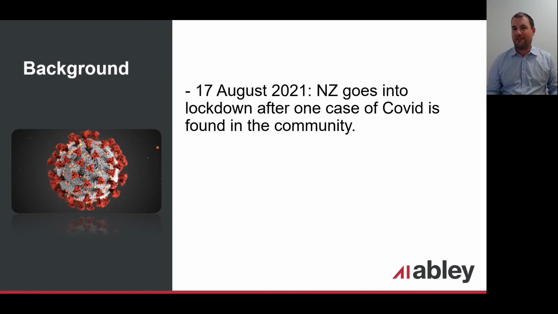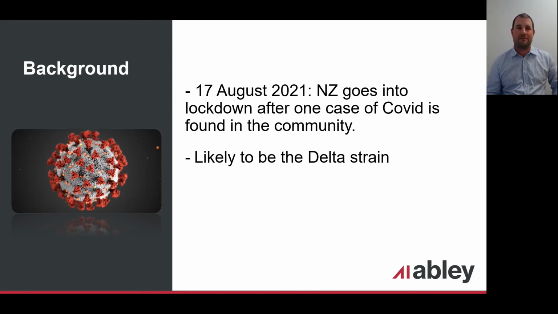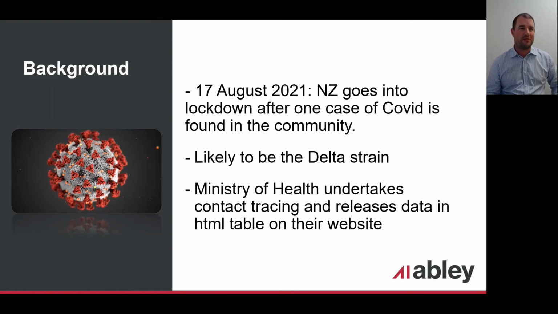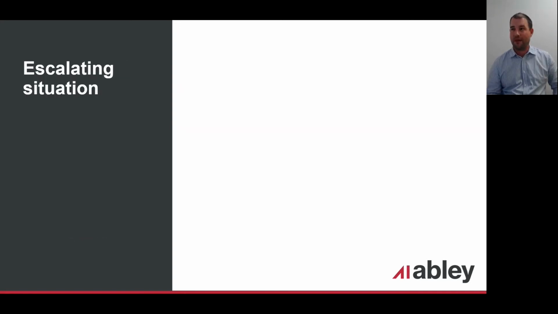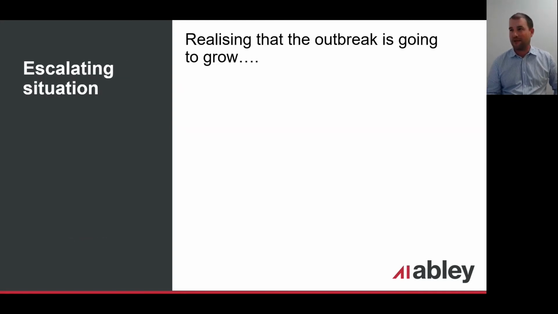So what's the background to this application? Well, on the 17th of August 2021, as you'll be well aware, we went into lockdown for a case that had appeared in Coromandel and was back in Auckland. And what that case was, it was likely to be the Delta strain, and so things got heated very quickly. So the Ministry of Health did contact tracing and were able to find another number of places that person had been to and started releasing them on their website. So it became a bit of an escalating situation.